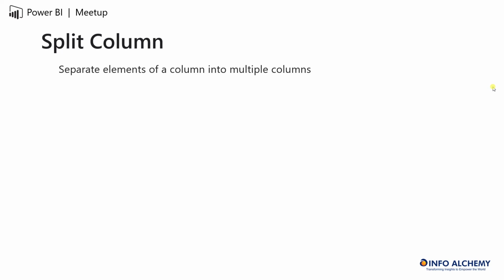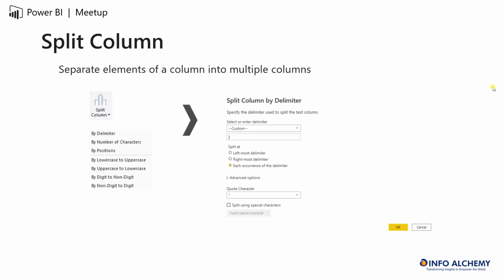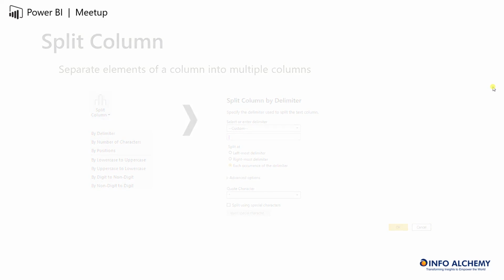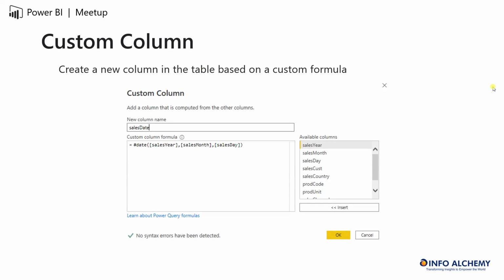Split column. Separate elements of a column into multiple columns. You have the options to use, like, by delimiter, by character, and by positions. For custom column, you may create a new column in the table based on a custom method using Power Query formulas.